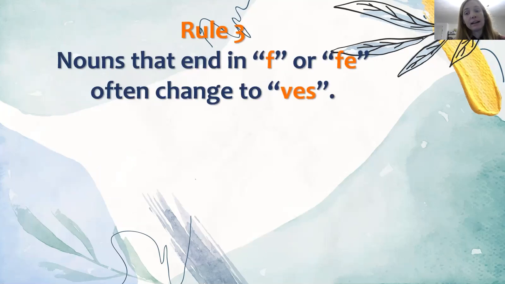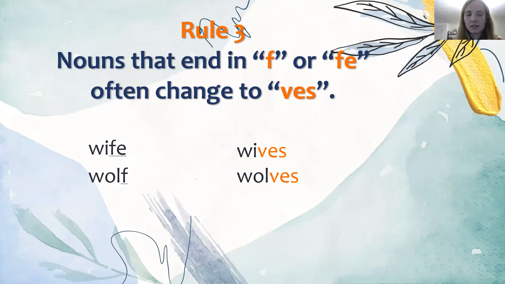Rule number 3, we're adding a little bit more. Now, in addition to an ES, we have to change a letter and add a V. Okay, so any words that end in F or FE, if they are a noun and we want to make them plural, they change to VES. Wife becomes wives, for example. Okay, wolf becomes wolves. Shelf becomes shelves. You can see they all initially ended in an F or an FE, and then we changed the F to the V and added the ES.